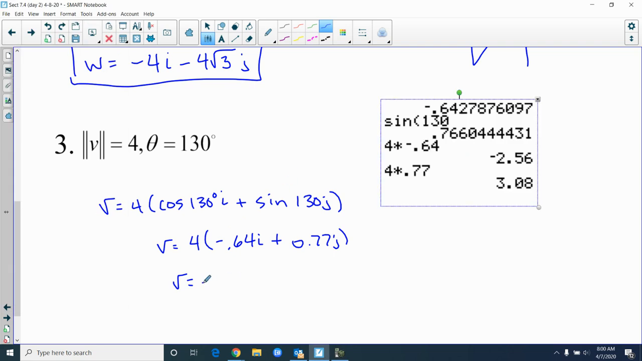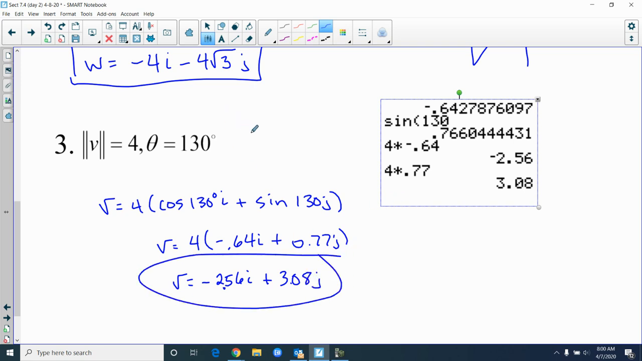Okay, so I got negative 2.56i plus 3.08j. So if it's not a unit circle angle, we got to use rounded off values.